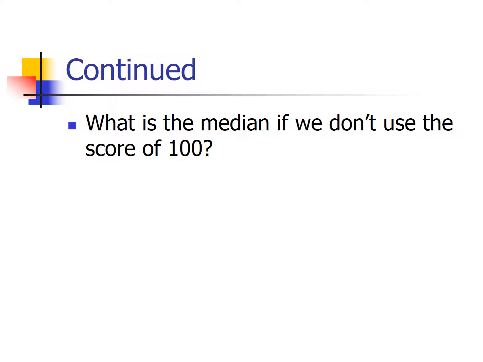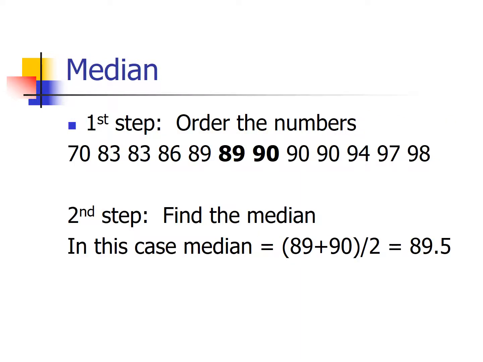So let's go ahead and do that. Here we are. This is an even number of observations. Same basic idea. I start at the extreme numbers, so now the largest number is 98 and the smallest number is still 70, and I move inwards. So I move in to 83 and 97, 83 and 94, 86 and 90, 89 and 90, and I'm at the middle. In this case, there are two middlemost numbers, 89 and 90. The median is the number that falls exactly between them.